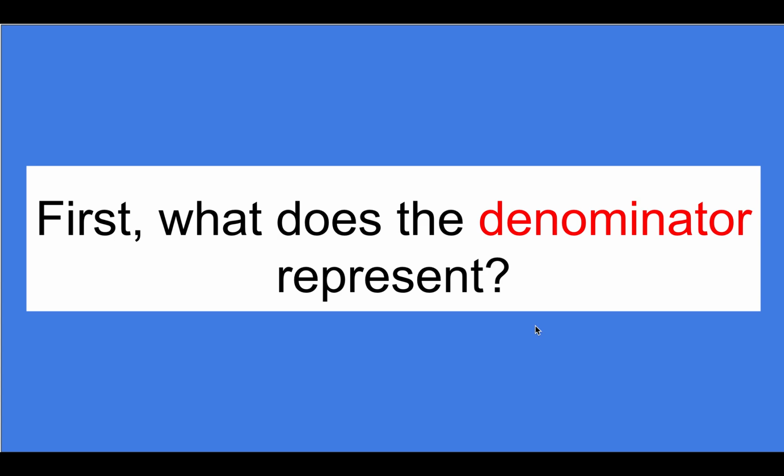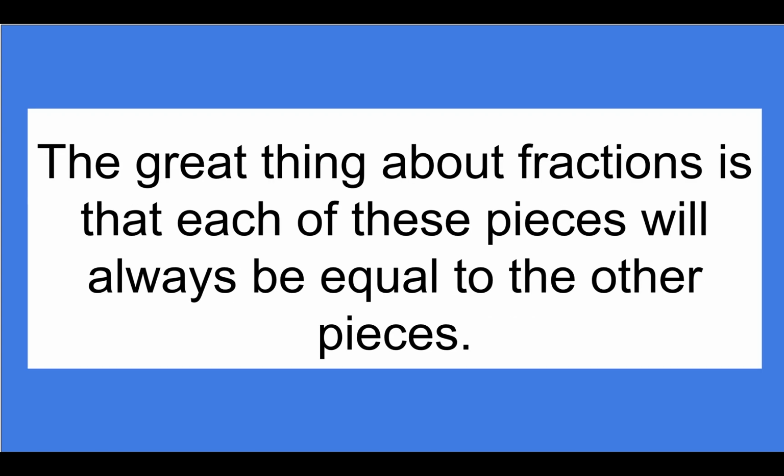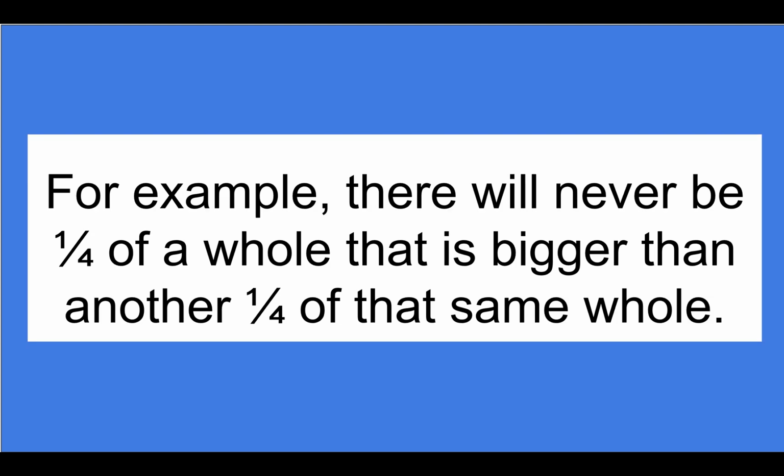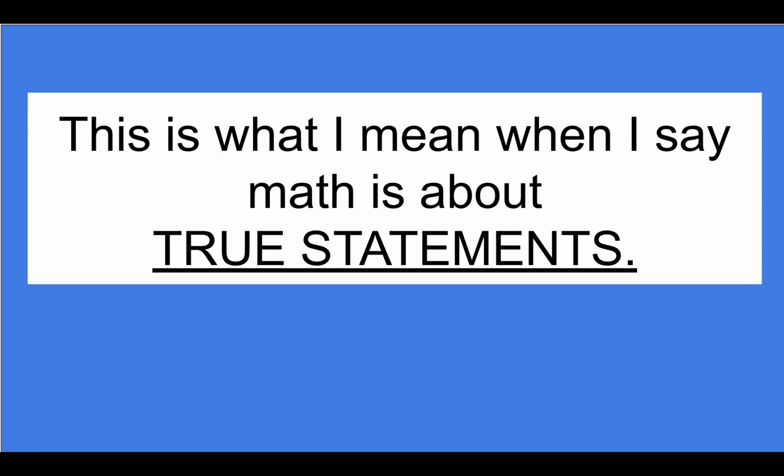First, what does the denominator represent? The denominator is the bottom number in a fraction. It represents how many total pieces of a whole thing there are. The great thing about fractions is that each of these pieces will always be equal to the other pieces. For example, there will never be 1/4 of a whole that is bigger than another quarter of that same whole. If 1/4 were smaller or bigger than the other quarters, then by their very nature, one of those quarters would not be a true quarter. This is what I mean when I say math is about true statements.